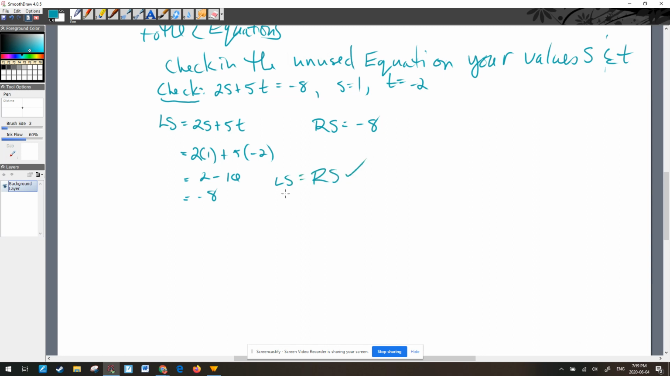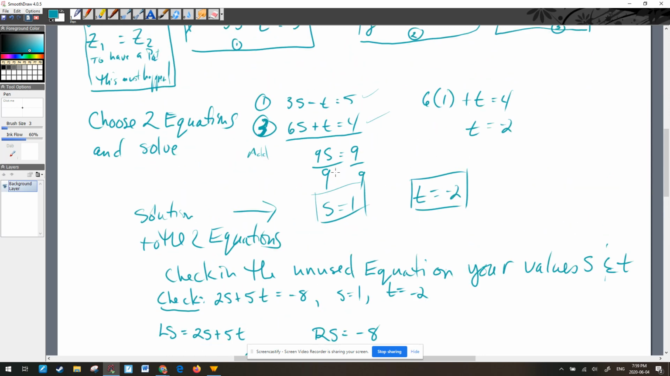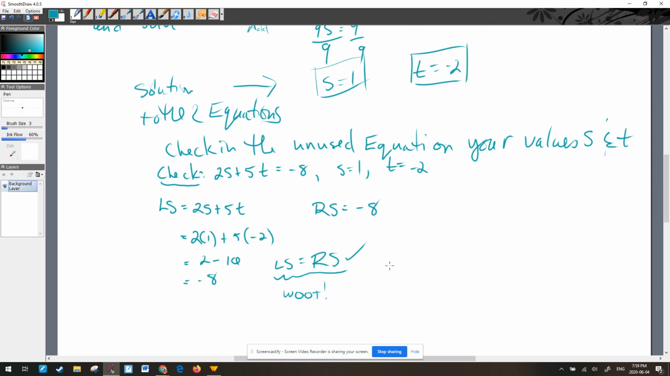So because we found that, you can celebrate, you can give us a woot if you really want, right? Because not only did s and t work for the first two equations that we used, it worked in the third one as well. This right here indicates the lines do intersect.